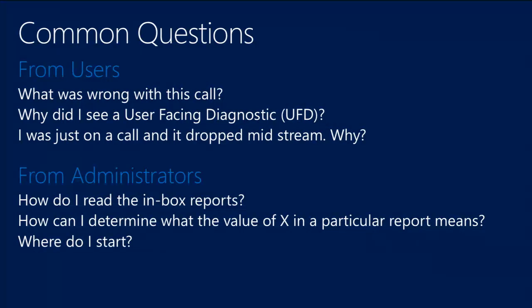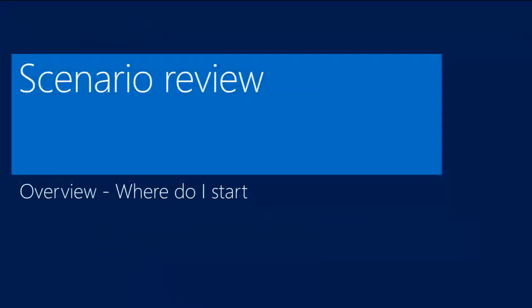So some of the common questions we get from administrators is, I know that I have the data, I know that there's a report interface that I can go into, but I'm kind of overwhelmed. I don't really know where to start. I don't know how to read the data that's in these inbox reports. What does audio glitch rate mean? What does burst mean? What do all these values mean that I see in these reports? We'll talk about how you can read those.